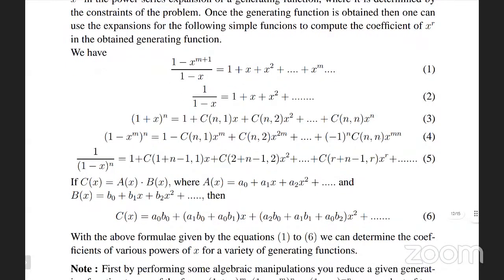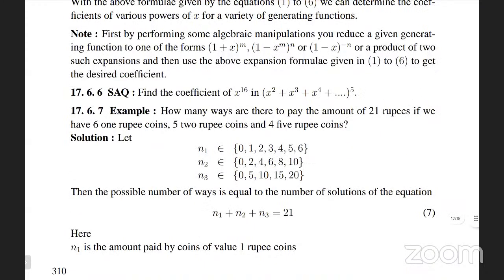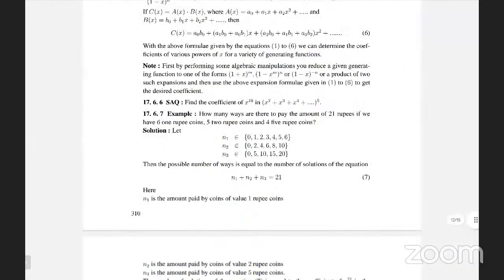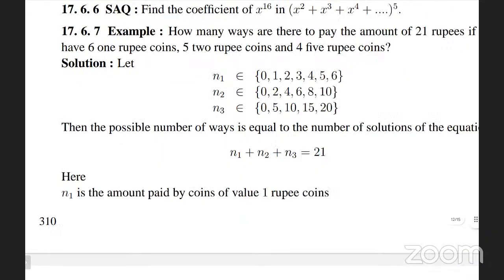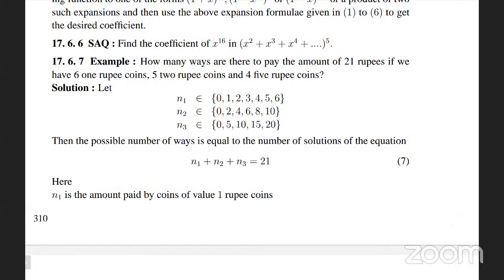Now here, product rule, we can take the c of x. Now here, find the coefficient of x to the power of 16, he will ask. So n1 equal to how many elements we have? Here 5 ₹2 coins. Here the question is, he will ask like this: how many ways are there to pay the amount of 21 rupees if they have 6 ₹1 coins, 5 ₹2 coins, and 4 ₹5 coins.